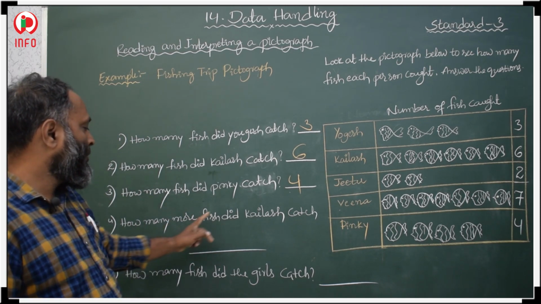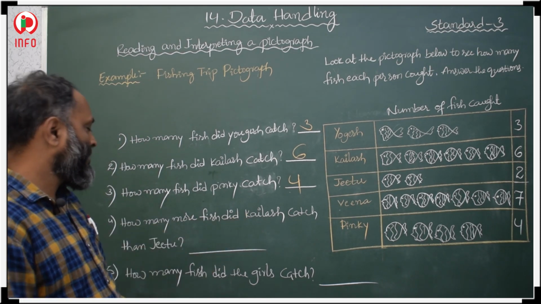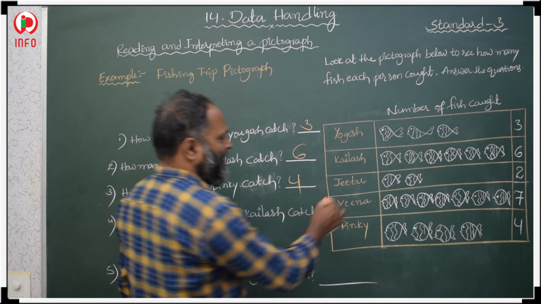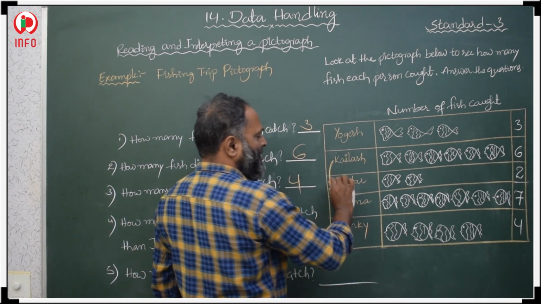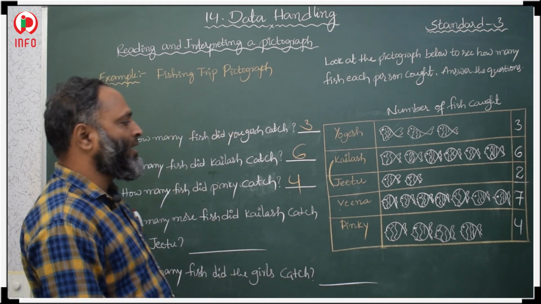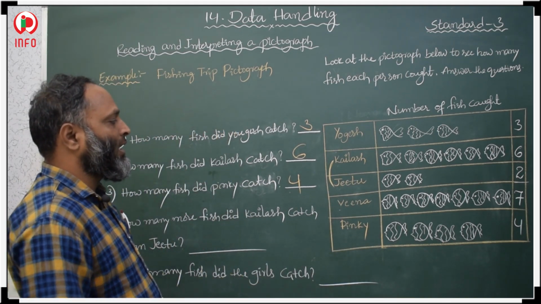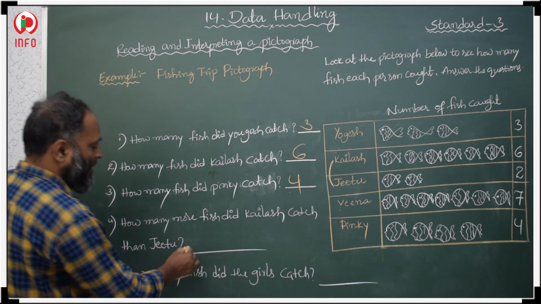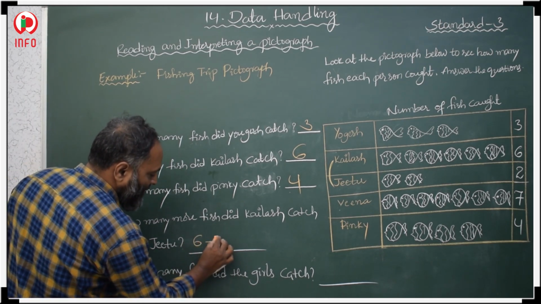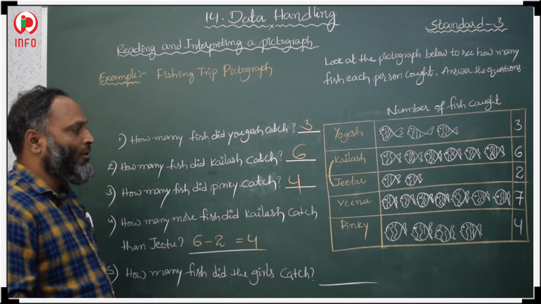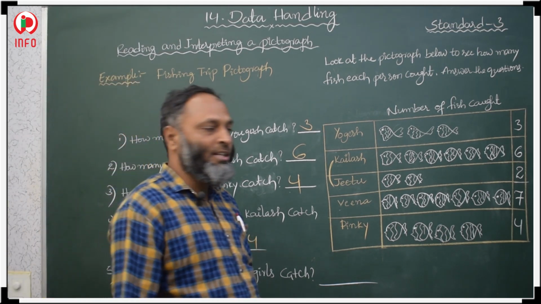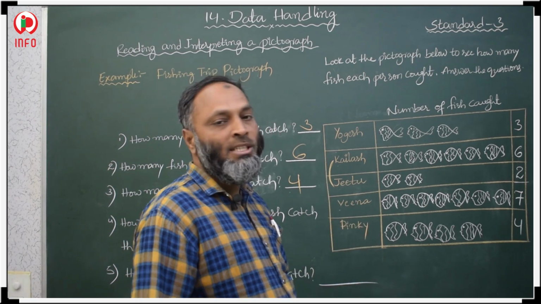Then how many more fishes did Kailash catch than Jitu? About these two, Jitu and Kailash. The comparison is given between Kailash and Jitu. Means we should subtract 6 minus 2. So that is 4. Kailash caught 4 more fishes than Jitu.